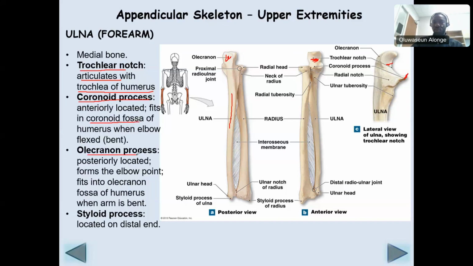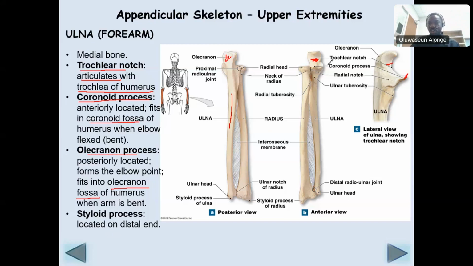The olecranon process, again, is what fits in the olecranon fossa of the humerus when your arm is bent. And that's actually the bone, that's what you feel here, the projection you always feel here. That is the olecranon, and the olecranon fossa is right there posteriorly.